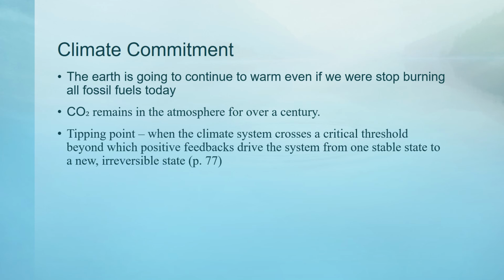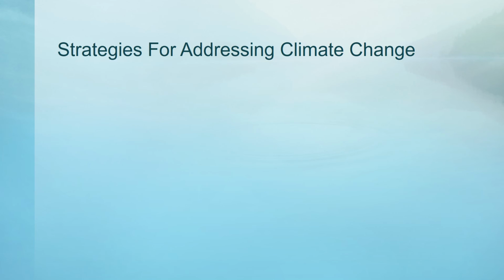And this leads to the question: when does the tipping point happen? The tipping point is when, as page 77 of your text mentions, the climate system crosses a critical threshold beyond which positive feedbacks drive the system from one stable state to a new irreversible state. So it's positive feedback. It's not negative, when it puts a damper on things. Positive just puts it on steroids, whatever the trend is.